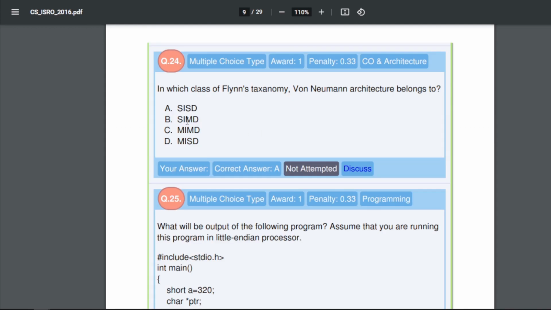Now the next question we have is 24. In which class of Flynn's taxonomy does the Von Neumann architecture belong? So for 24 our answer is A, that is SISD. So the Von Neumann architecture belongs to the SISD class of Flynn's taxonomy.